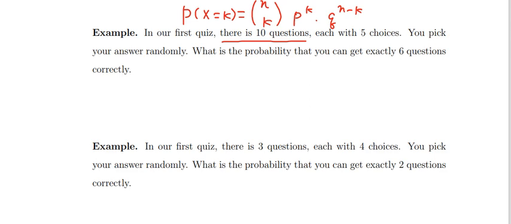In our first quiz, there are 10 questions. Not easy, but anyway, there are 10 questions. Each one has just 5 choices, A, B, C, D, E. So you pick your answer randomly. What is the probability you get exactly 6 questions correct? This means the good thing happens 6 times, X equals 6.